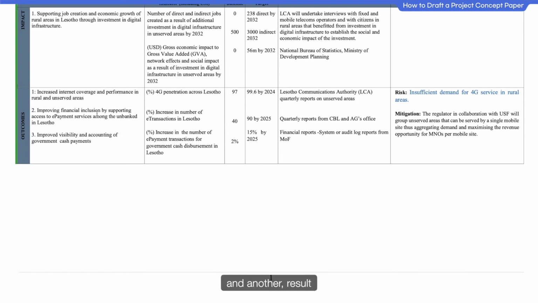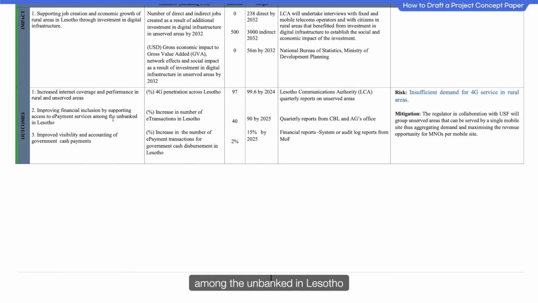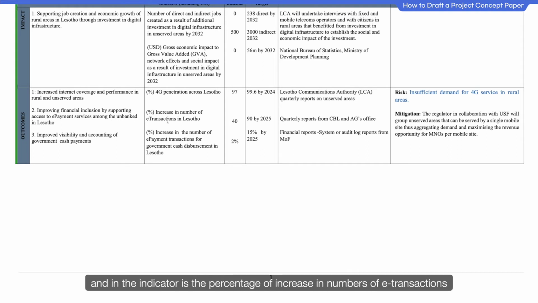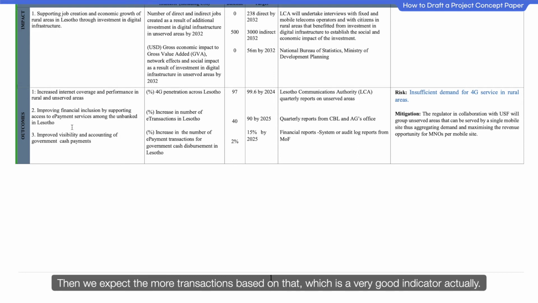And another result indicator will be improving financial inclusion by supporting access to e-payment services among the unbanked in Lesotho. And the indicator is the percentage of increase in numbers of e-transactions in Lesotho. We're expecting the 40% increase of number of e-transactions there. So as we develop the e-payment system, as we provide information superhighways and the 4G penetration rate will be heightened, then we expect more e-transactions based on that, which is a very good indicator actually.